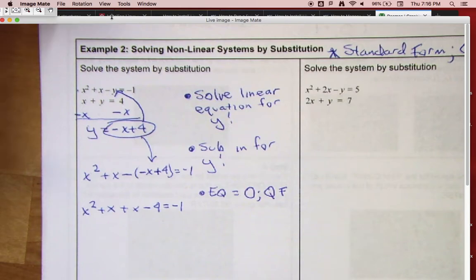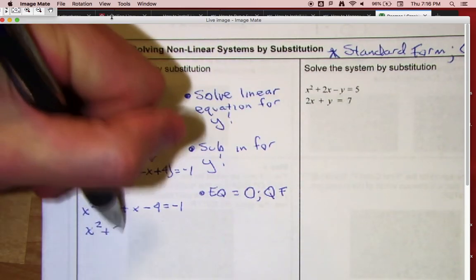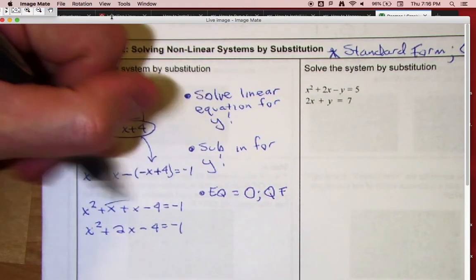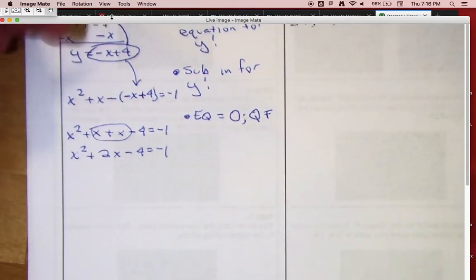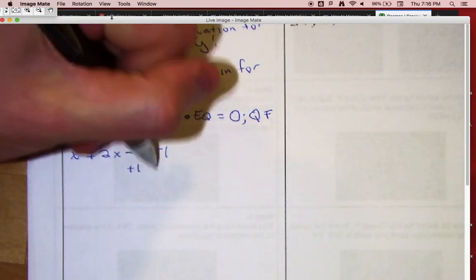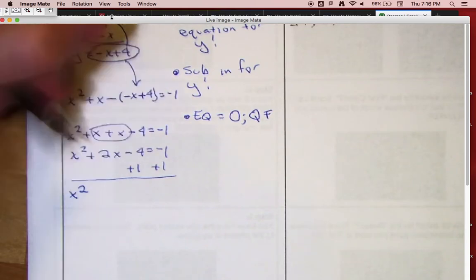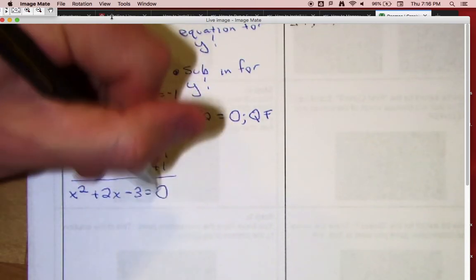And then, so that's really x squared plus 2x minus 4 equals -1, combining these two x's to get 2x. We then need to get it equal to 0, so I need to add 1 to both sides. And so we have x squared plus 2x minus 3 equals 0.